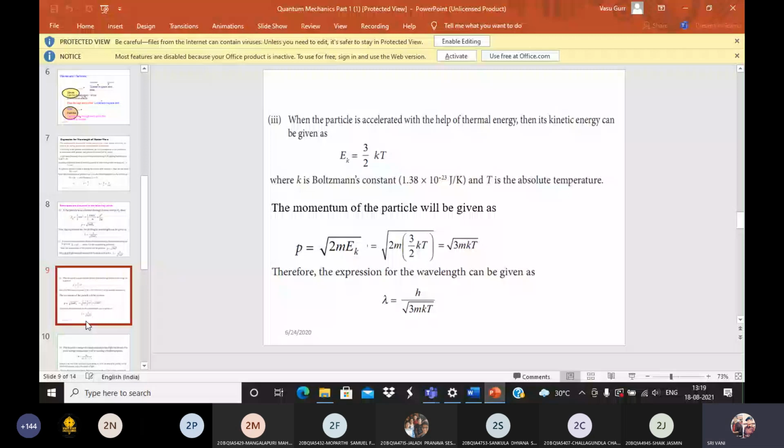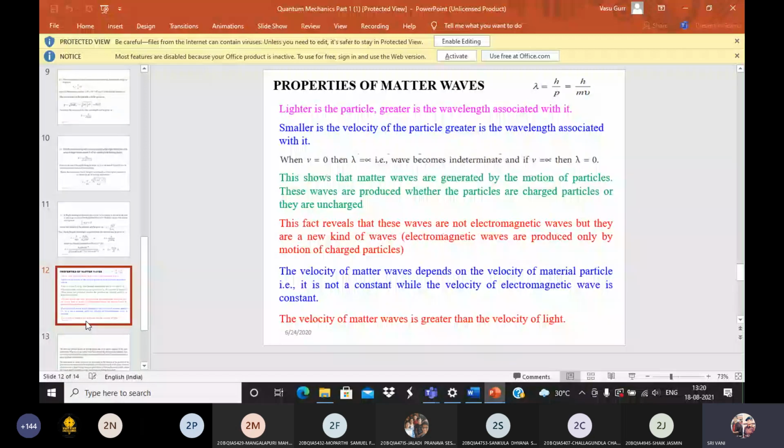Generally, the mass of a particle is constant throughout our universe. If the velocity is zero, this indicates that the particle is at rest. If there is no movement of the particle, then the wavelength becomes infinite: h by zero means it is infinite. Regarding this concept, we will study the properties of matter waves. What is the relation between the velocity of matter waves and other waves: sound waves, light waves, heat waves?